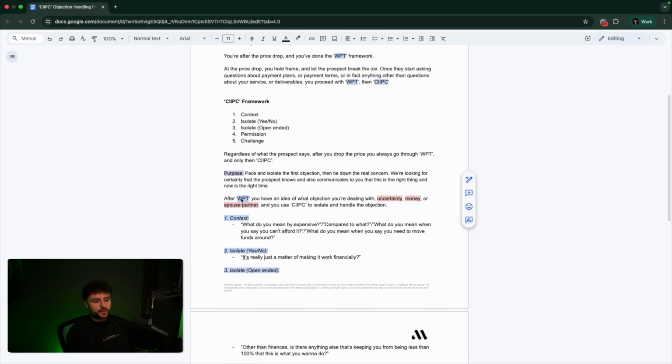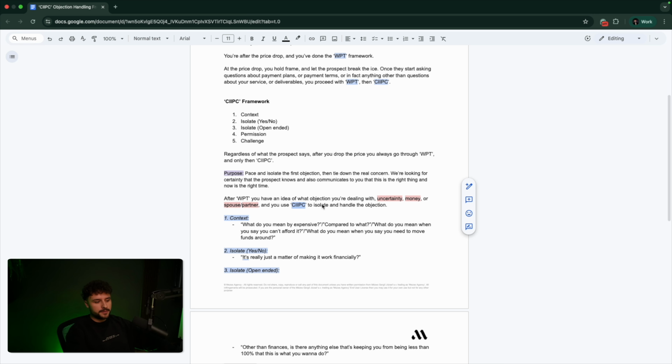So after WPT, you have an idea of what objection you're dealing with, whether it's uncertainty, money, or spouse partner, and you can use CIIPC to isolate and handle that specific objection. For the sake of this first example, I'm going to use the easiest, which is essentially finances. And so here's what it would look like.